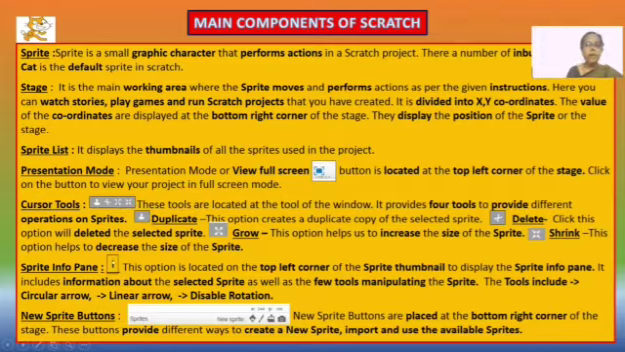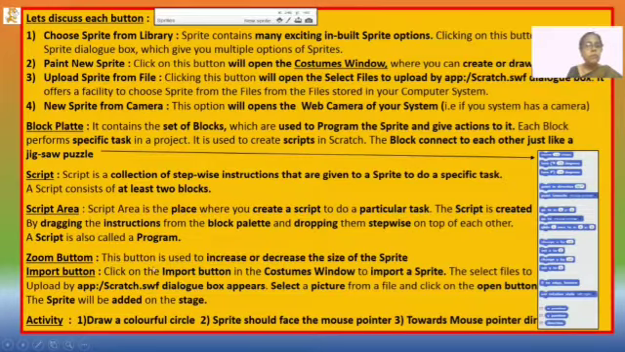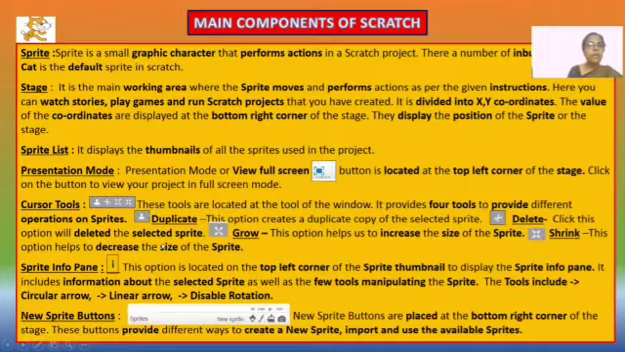Then you have the eye option. This eye option is on the top left corner, next to the thumbnail of each sprite. And what does it do? It's called the sprite information pane. When you click on that eye, it's called the sprite information pane. It gives you information about the selected sprite.